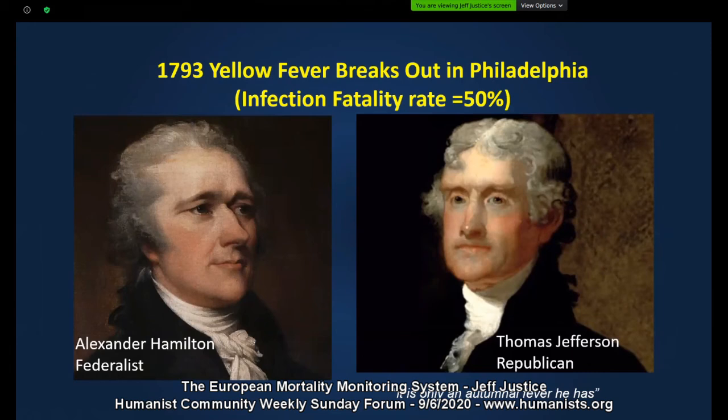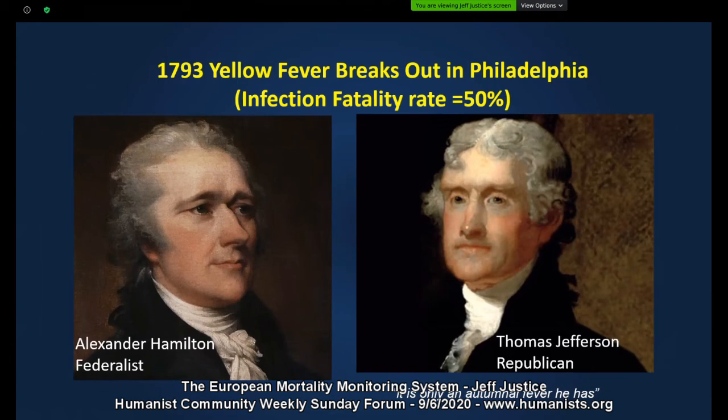So in 1793, yellow fever was a very feared disease. It's a gruesome disease with a terrible death and a 50% fatality rate back then. The United States capital was in Philadelphia, and already by 1793 the country had polarized into the Federalist party, led by Hamilton and Washington, and the Republicans, led by Thomas Jefferson.